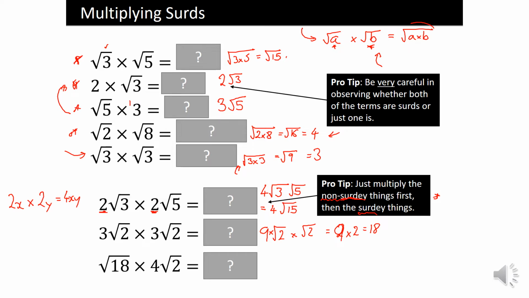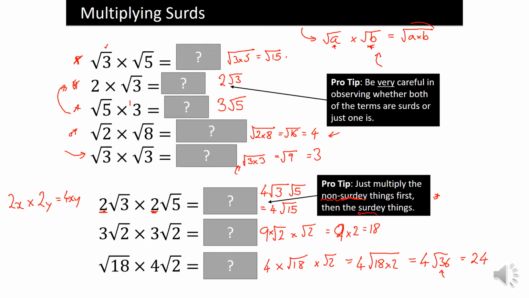And this last one down here, we've got 4 as our non-surd thing, so we've got 4. And then we've got root 18 times root 2. So using our rule for the surds, we've got 2 surds timesed together, so we can have the square root of them. So that would be 4 root 18 times 2. And then, so that's 4 root 36. So we can actually simplify root 36 to 6, so we end up with 4 times 6, which is 24.